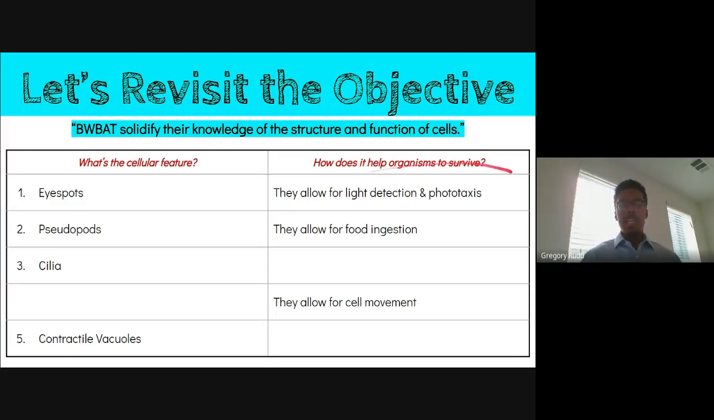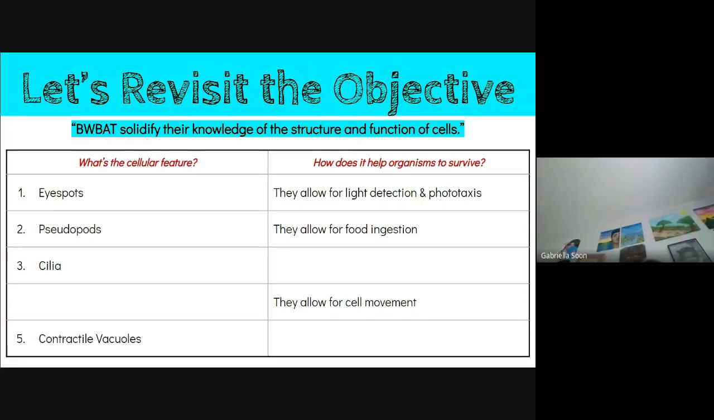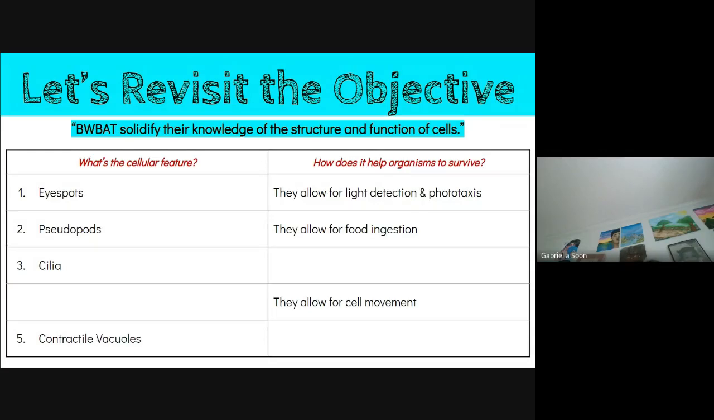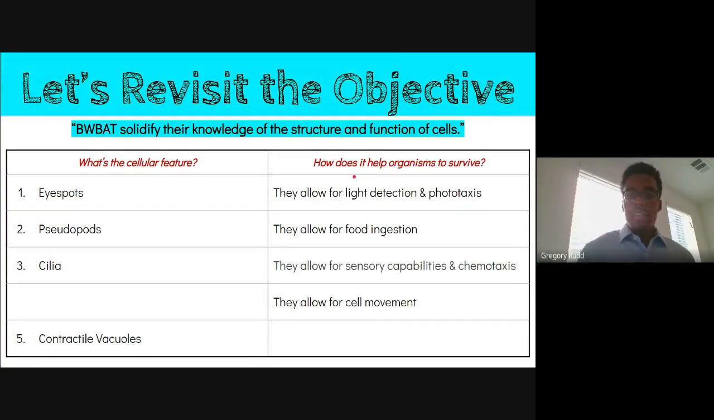What do the cilia do? How do cilia help the organisms to survive? Is cilia the one with a lot of arms? Yeah. So it helps it to move and like feel around in its environment. Good. Excellent. So they can sense their environment, like Gabby said, and it also allows for movement as well.